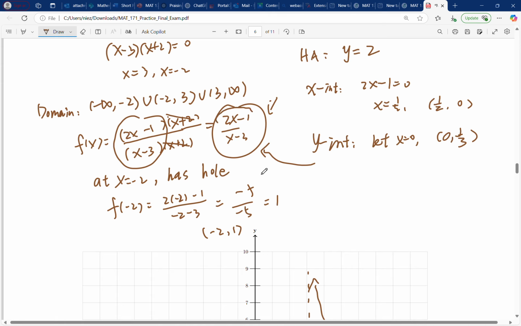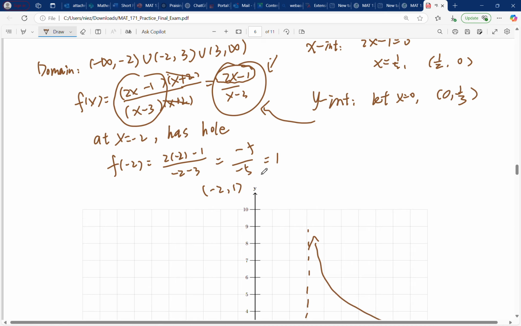This one you need to look at their degree. The degree of the numerator is 1. You get it?